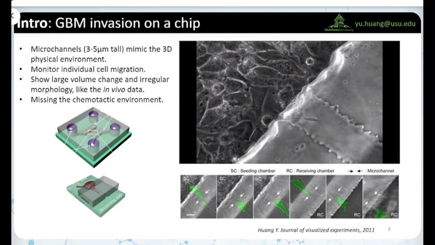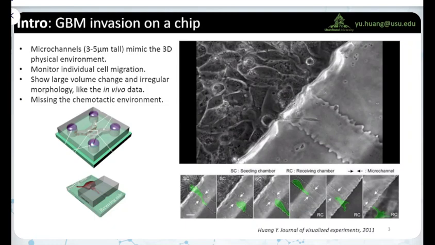the normal tissues. And between these two channels are microchannels, which are smaller than individual cells, functioning as interstitial spaces. In order for the cells to migrate from the seeding side to the receiving side, representing the normal tissues, the cells have to drastically squeeze themselves into those microchannels and drastically change their volume. All right. So this is what we see.